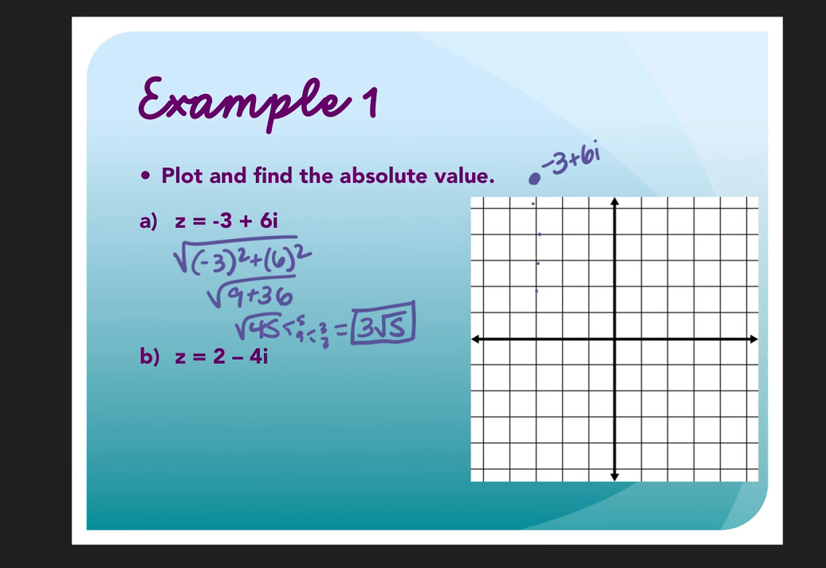With me so far? Easy stuff, right? All right, 2 minus 4i, to the right 2. It really is not bad this time. To the right 2, down 4. Obviously, it doesn't stay this easy the whole time, but that would be 2 minus 4i. And then square root of 2 squared plus negative 4 squared. 4 plus 16, square root 20, which is 2 root 5.